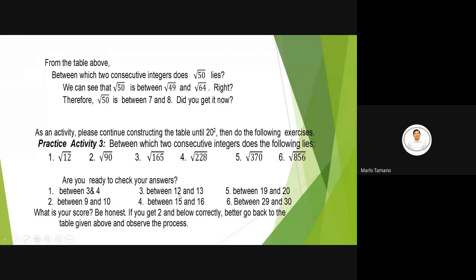So, ang dalawang consecutive integers diyan ay 12 and 13. Next, number 4. Ano ang perfect square? 225. Pagkatapos ng 225, ano ang kasunod? 256 po. Is it correct? So the square root of 225 is 15. Then the square root of 256 is 16. Next, number 5.